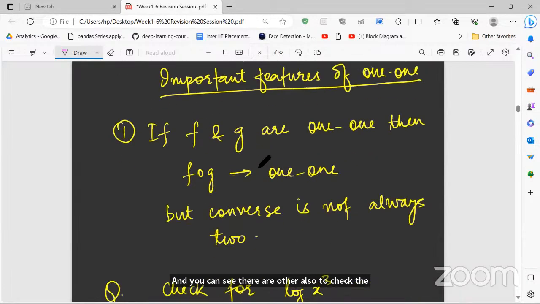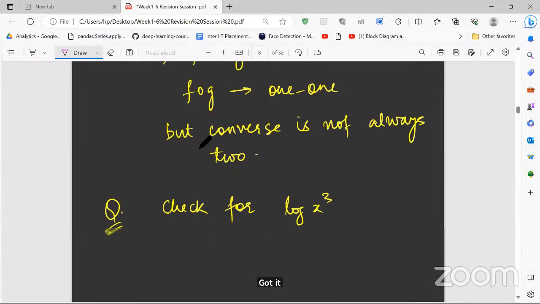One most important feature of a one-one function is what? How can you check a one-one function? The first thing is pretty simple. If the function is an increasing or decreasing function, some monotonic function, strictly increasing or strictly decreasing, then you can directly say it's a one-one function. You can check it with the horizontal line test also. I'm asking one statement.